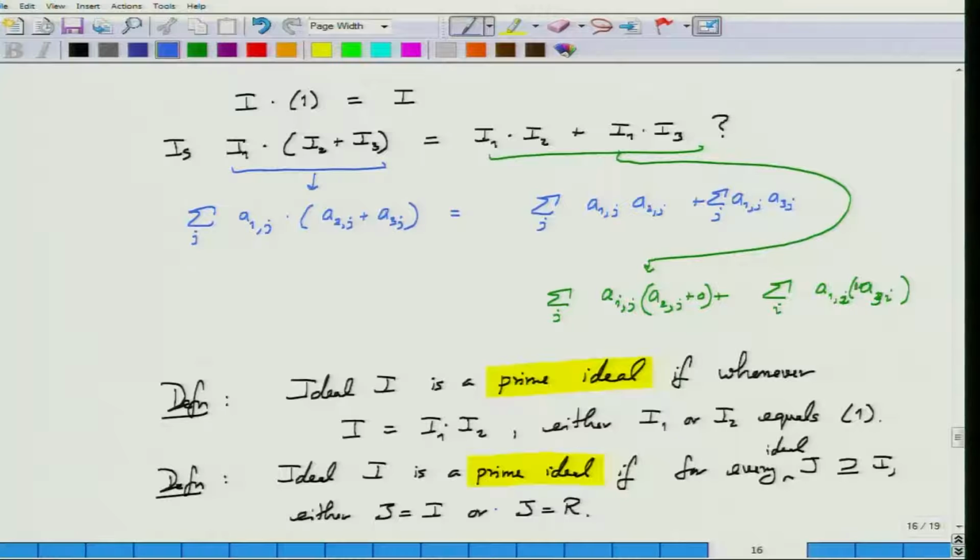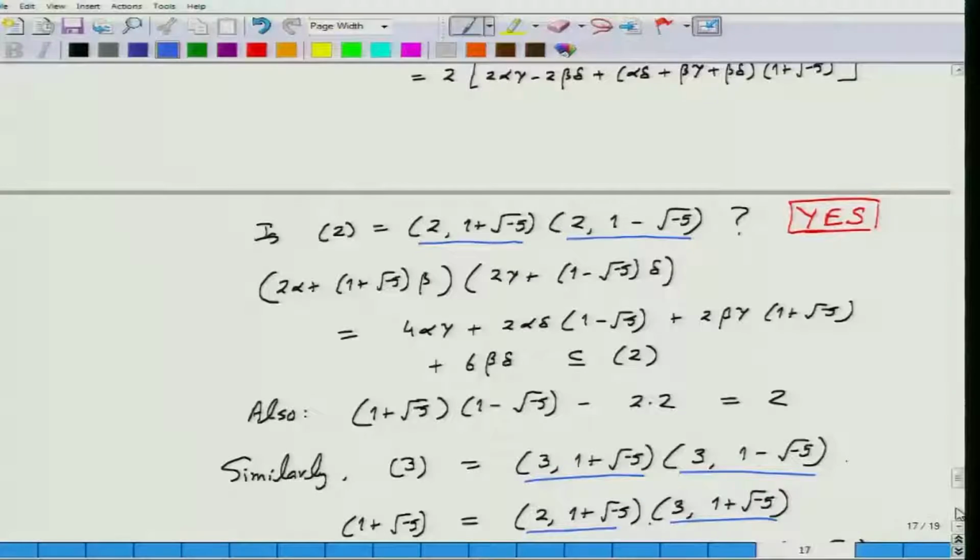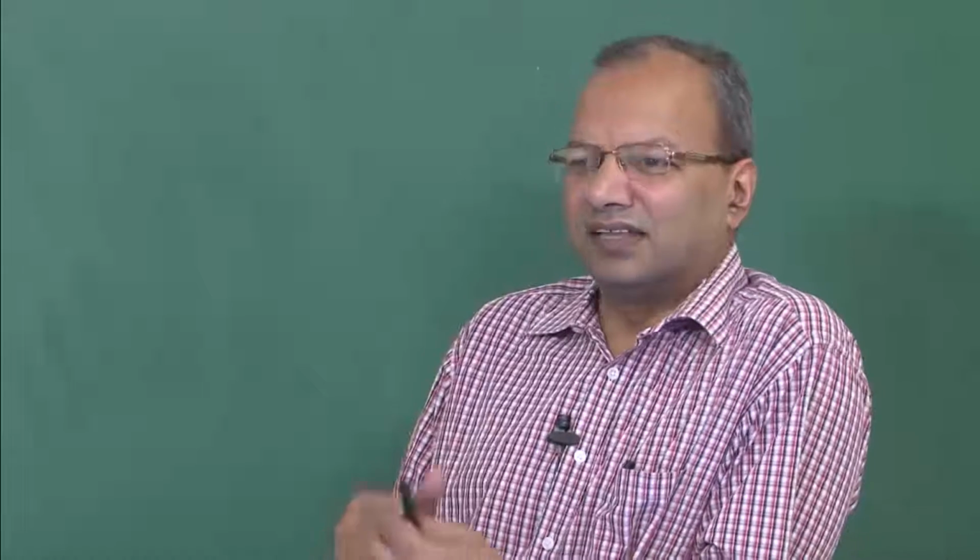That is, there is no ideal between a prime ideal and the whole ring. So it does make sense, the second one also. So any comments or thoughts about these two possible definitions? Are they equivalent? Actually, they are not equivalent in general.